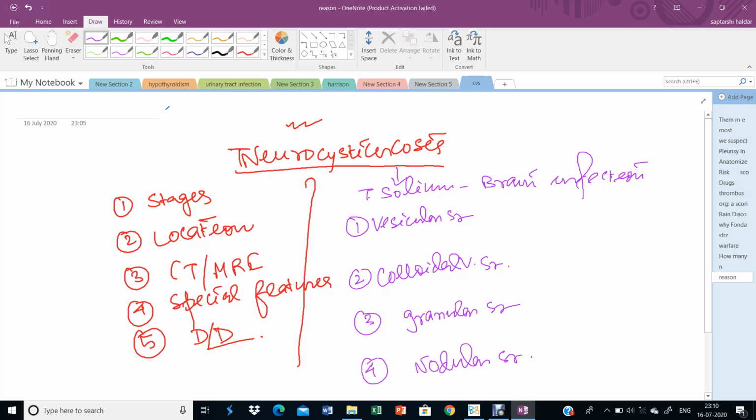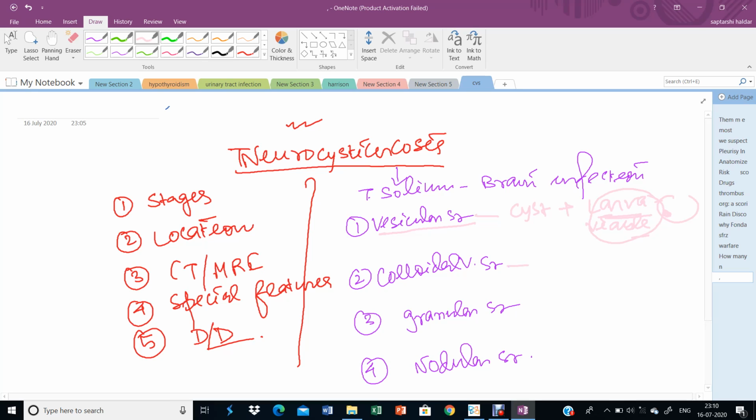We will see the neurocysticercosis when Taenia solium enters the brain. So what will we get in the vesicular stage? Vesicular stage means there should be presence of cyst plus larva. That means the cyst will be there plus the larva will be there, but this larva should be viable. Then it is called the vesicular stage.